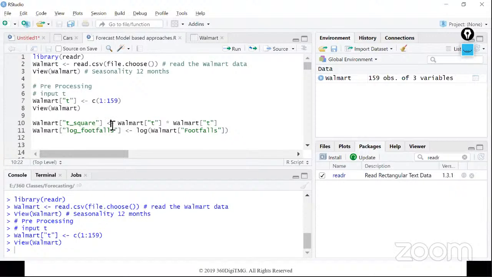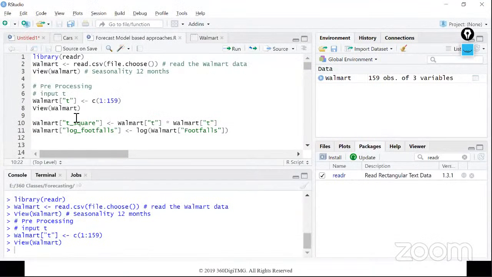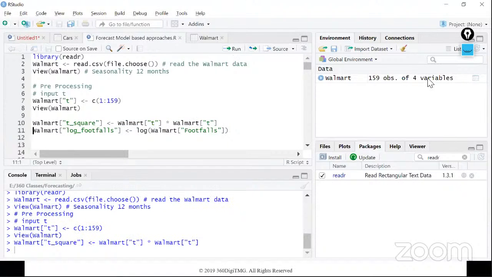Then, we have already built polynomial models in the past. So what do we need? The input squared. I'm going to take T squared just to check if there is any relationship between them. Is it clear? I'm going to take another variable called T square, which is the multiplication of T into T. When I run this, I have 4 columns in my object, which is Walmart.